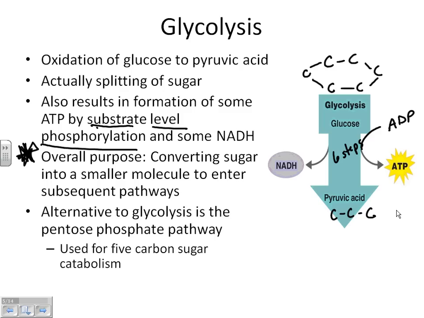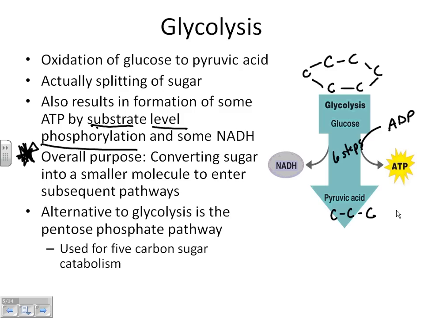Okay? Substrate level phosphorylation is just kind of a side step that happens as we go through some of these steps. It's not the overall goal of it. Okay? Does that make sense? It's a lot easier than memorizing 6 steps and having no idea what they're for, right? Just taking something big, we're making it smaller. Because the big thing can't go into the later pathways. We need the smaller one to go into the next step.